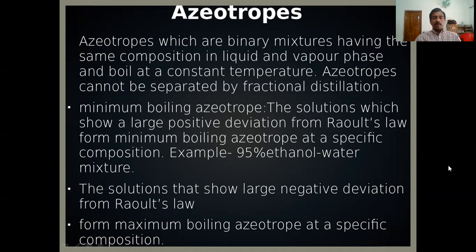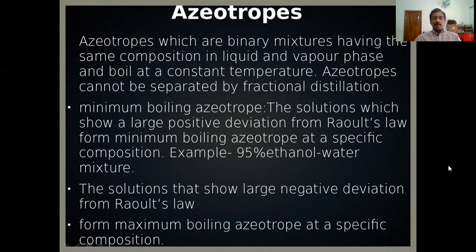For example, ethanol water mixture, 95% ethanol in water. If you boil it, the mixture will boil at a particular temperature and will evaporate. When you collect it in another vessel, that also will be 95%. That is an azeotrope. Azeotropes are binary mixtures having the same composition in liquid and vapor phase.